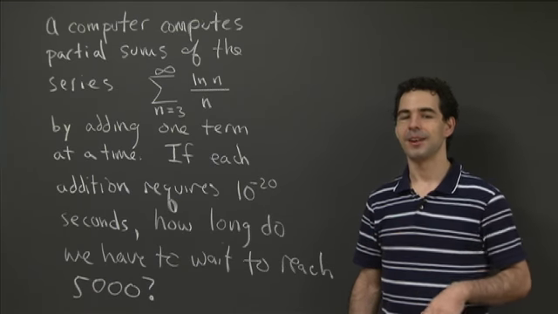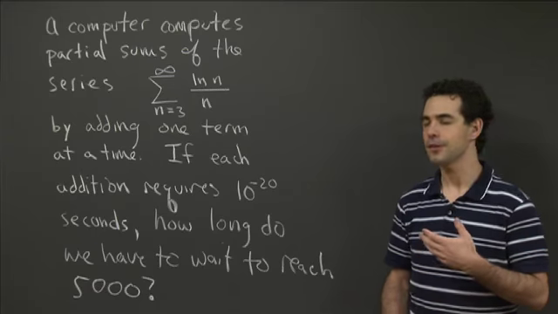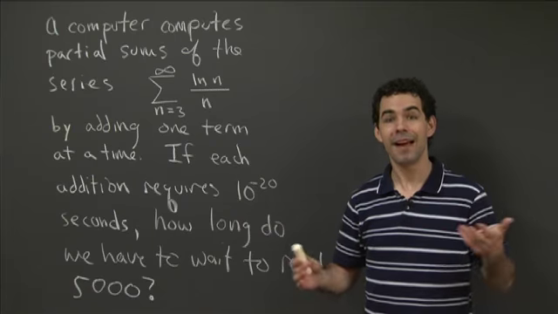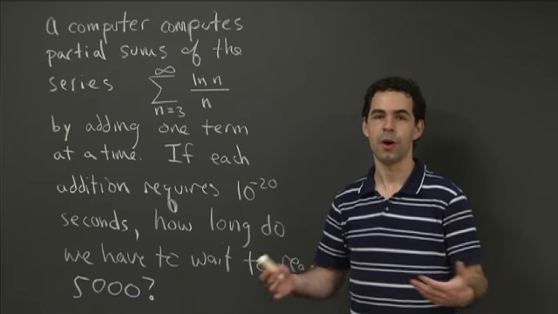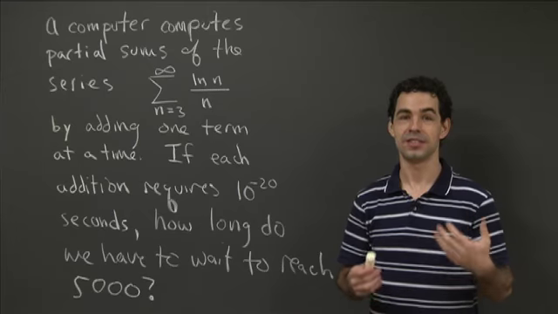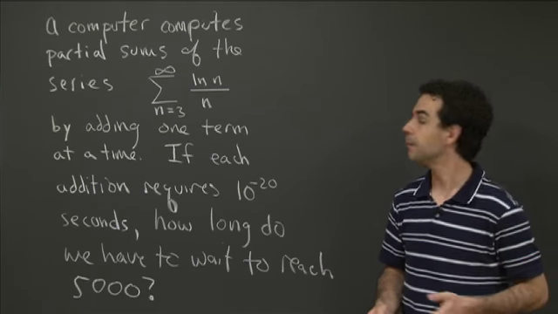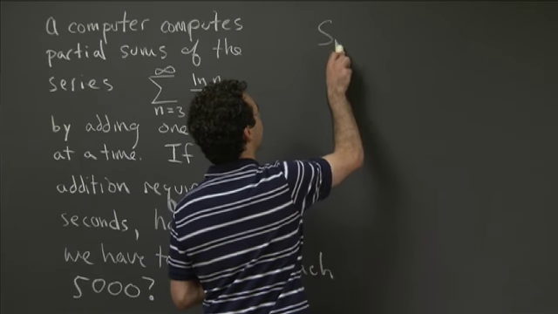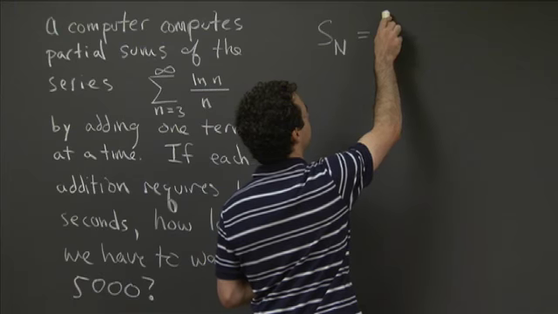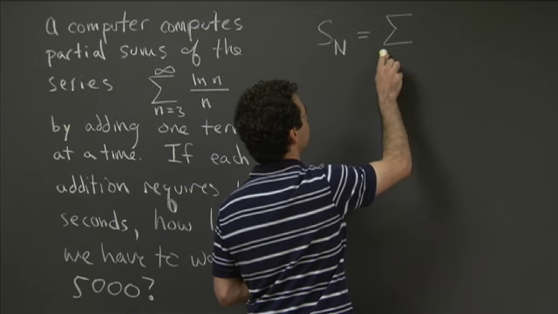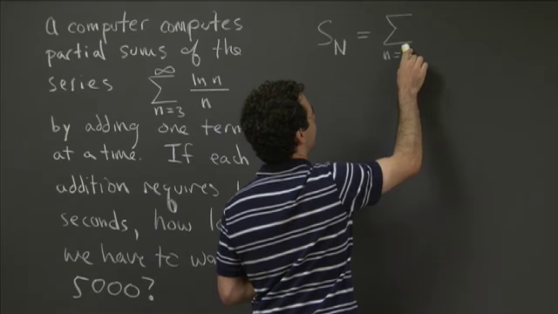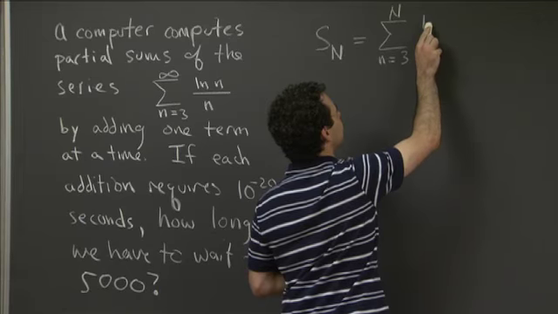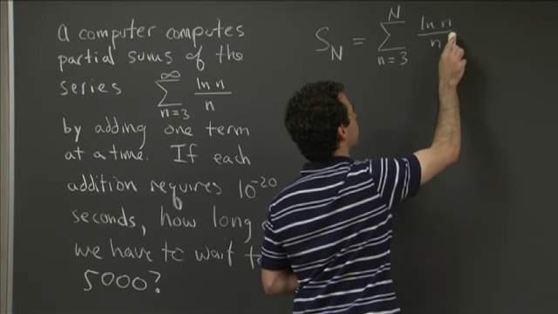Welcome back. Hopefully you had some fun with this problem. Let's talk about it. So what we want to do is look at this series and say about how long is it going to take to get to 5,000. Which partial sum of this series is about equal to 5,000 for the first time? So let's give a notation there. Let's call S big N the sum when the top is big N, going from 3 to big N of log little n divided by n.